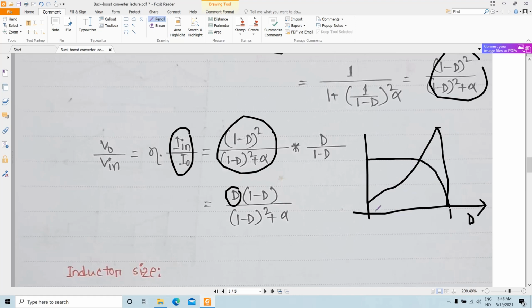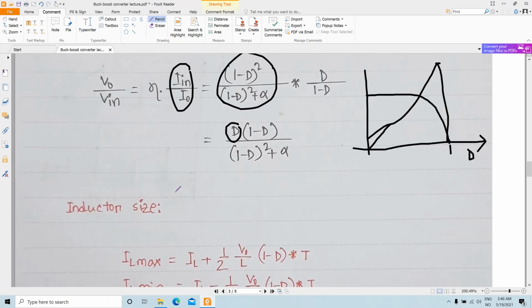There is a mistake. There is a D here, so it should start from 0, because when D is 0, at that time your gain is 0. So it should start from 0 obviously here.